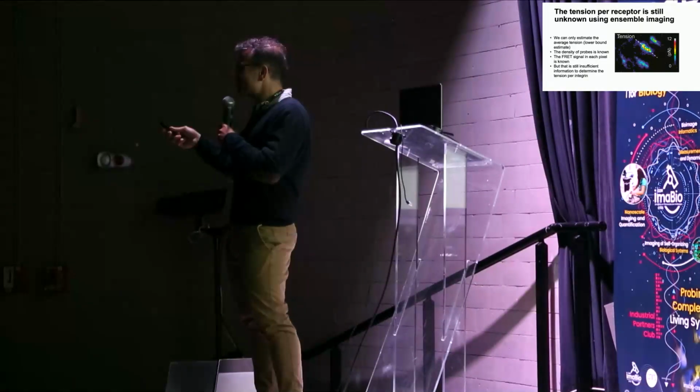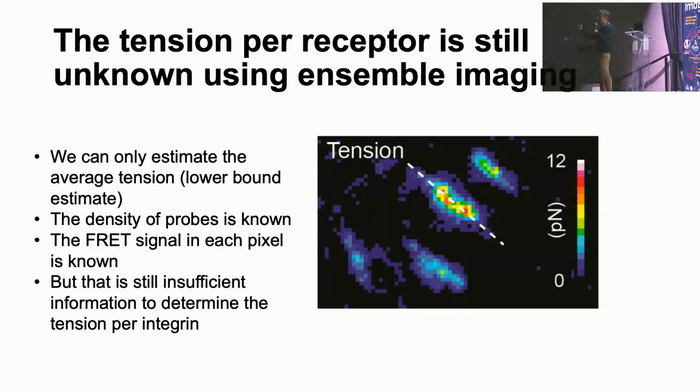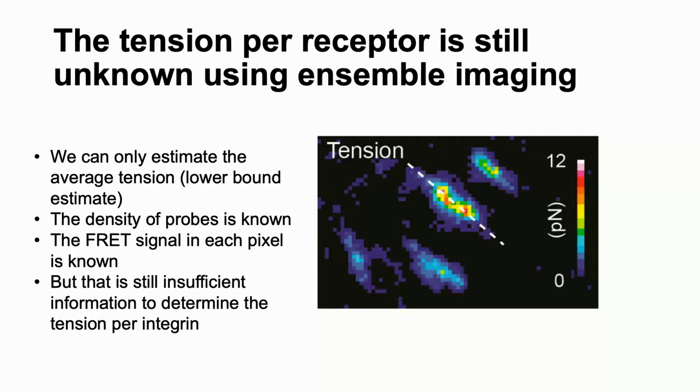So each one of these pixels contains perhaps 10 to 100 sensors, and there's 10 to 100 integrins that bound. And so while we know the absolute density per pixel, and we know the FRET signal in each pixel, it's still an average, because the signal could be generated by one really active integrin or 100 very weakly active integrins. And so we don't know the actual force per receptor.